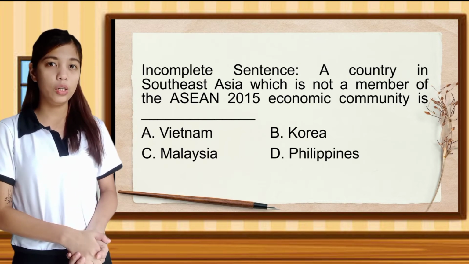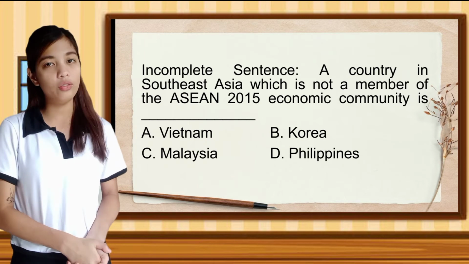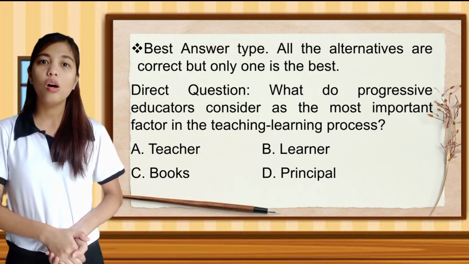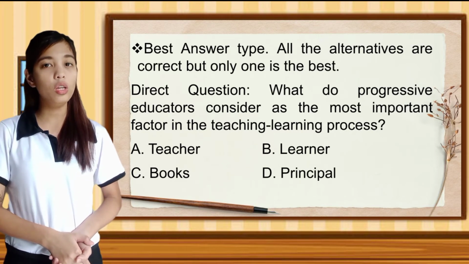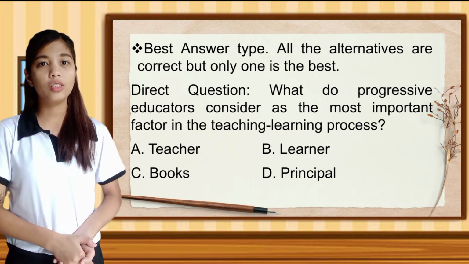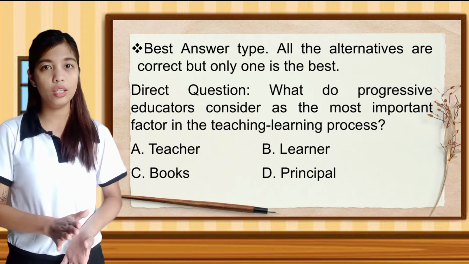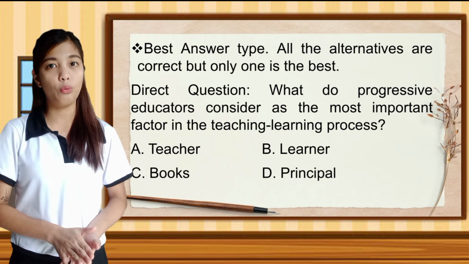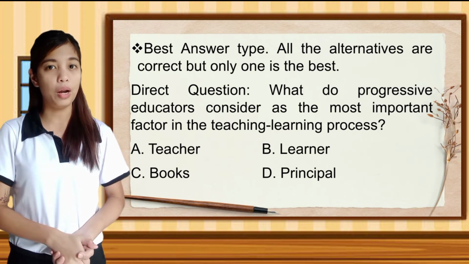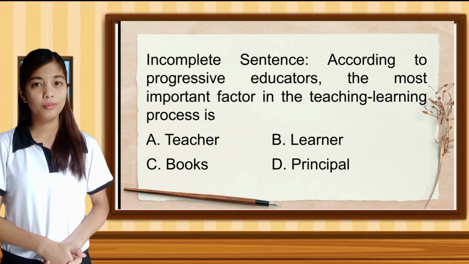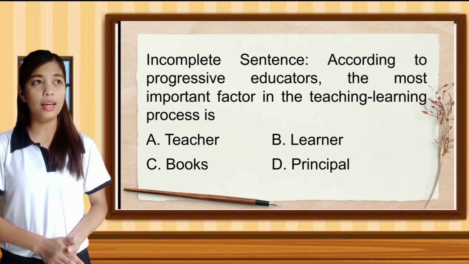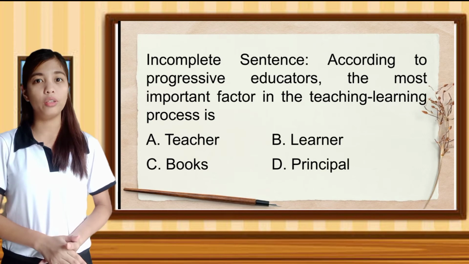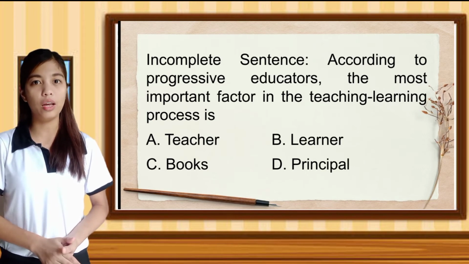A. Vietnam, B. Korea, C. Malaysia, and D. Philippines. Another type is the best answer type. All the alternatives are correct, but only one is the best. An example for a direct question is, what do progressive educators consider as the most important factor in the teaching-learning process? For an incomplete sentence, according to progressive educators, the most important factor in the teaching-learning process is blank.